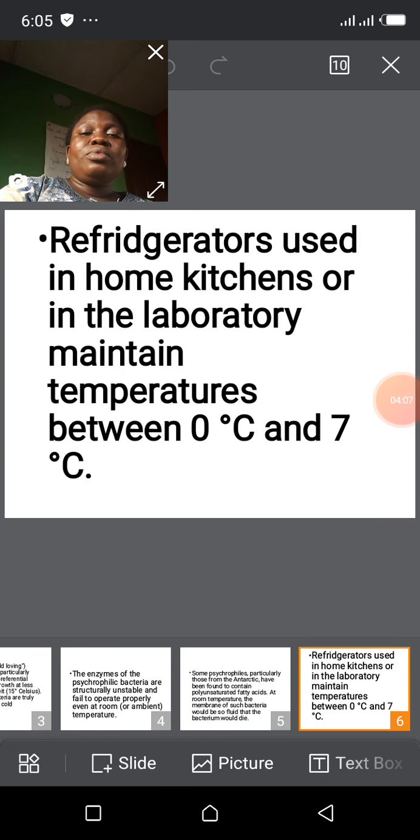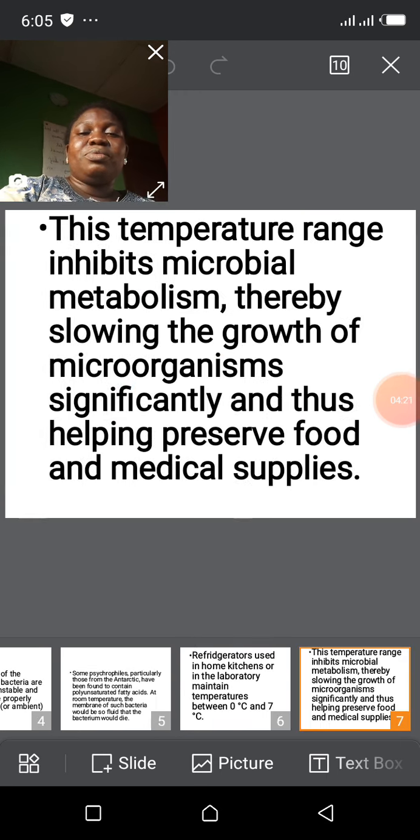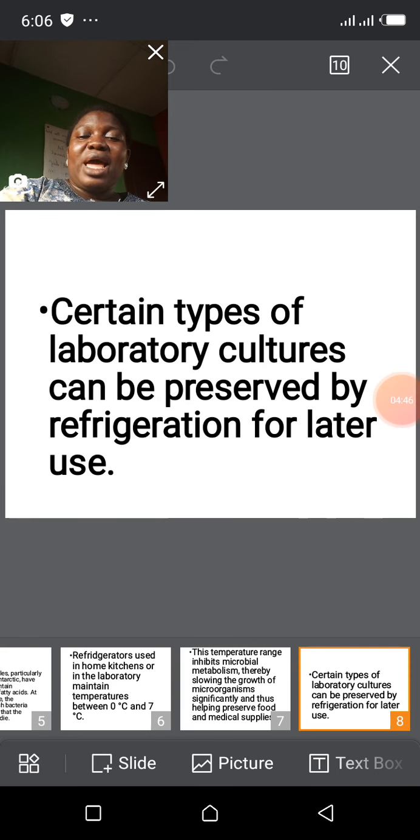Now, refrigerators that we use in homes and in the laboratories have the ability of maintaining temperature between 0 degrees Celsius and 7 degrees Celsius. Those are the refrigerators that we use at home and in laboratories. And this temperature of about 0 to 7 degrees Celsius has the ability of inhibiting microorganisms. What do we mean by inhibiting? To suppress, reduce or slow down the metabolic activities. And once the metabolic activities are slowed down, definitely the growth of microorganisms will be significantly reduced, which will help to preserve foods and some medical supplies.